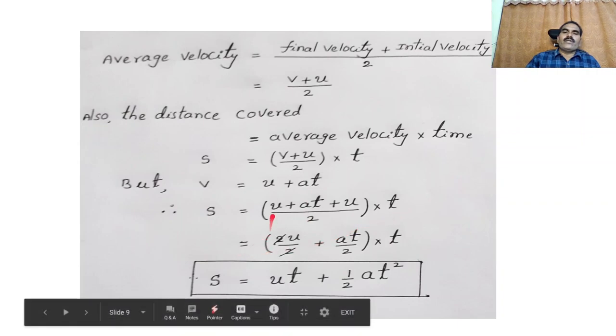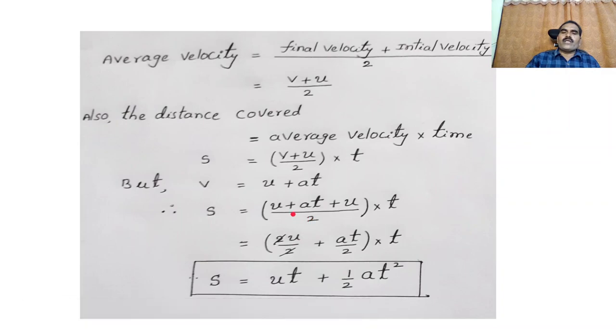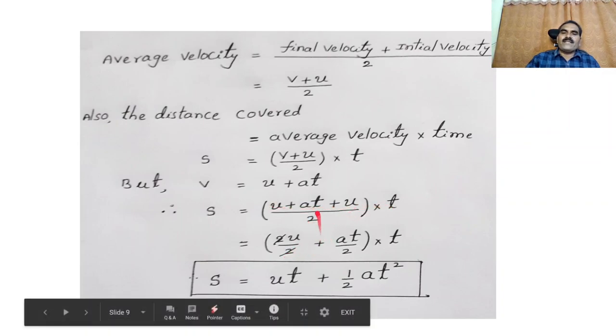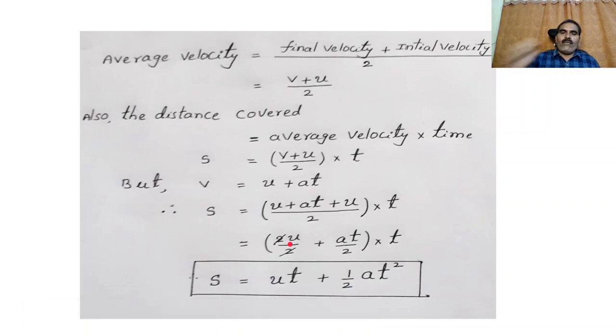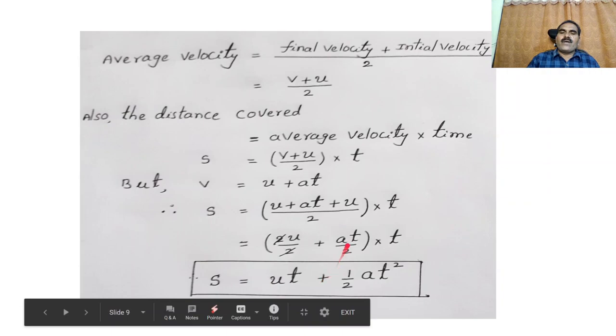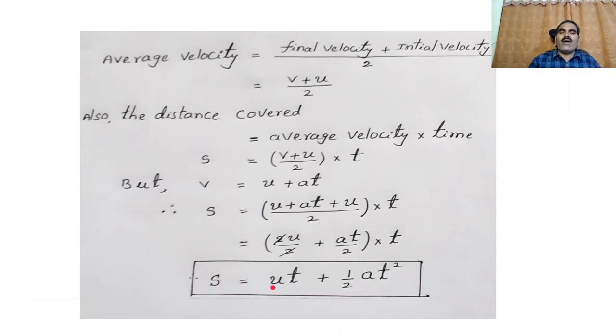So, this is equal to u plus u, 2u by 2. This 2 belongs to all terms. That's why u plus u, 2u by 2 plus at by 2 into t. So, 2 will be cancelled. Now, u into t, ut, plus, here 2 is there, so half a t into t, t square. So, s is equal to ut plus half a t square.